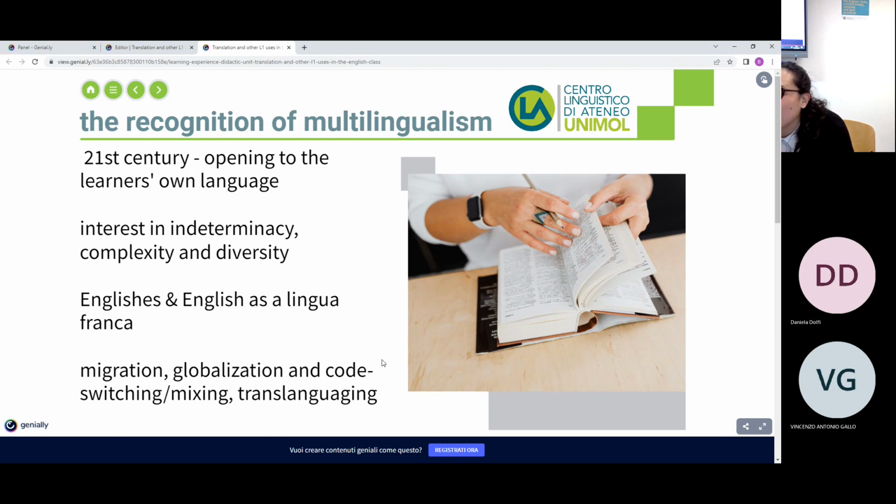Well, we're not really giving an opinion on what's good or bad, but on what exists and what people use to communicate. So this is also the case for translanguaging. Okay.